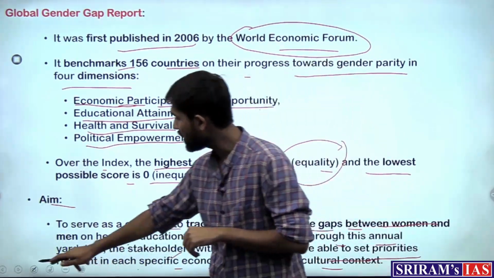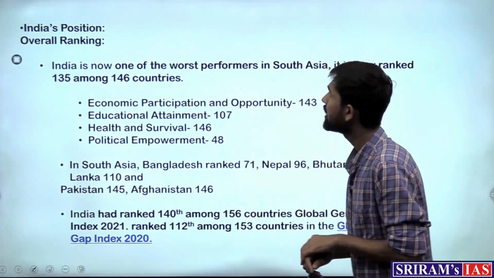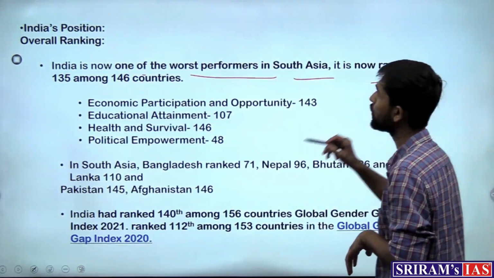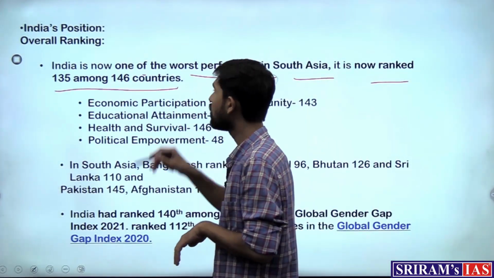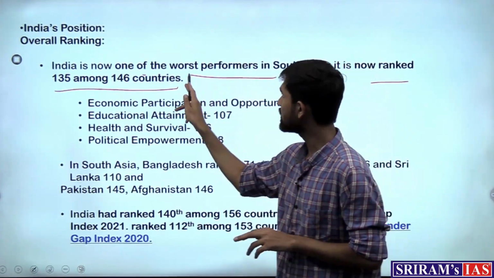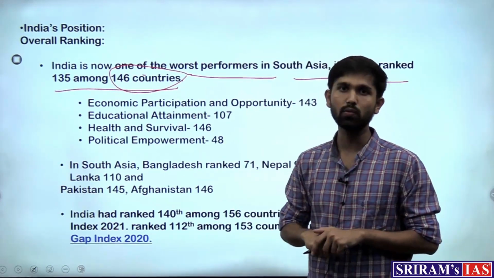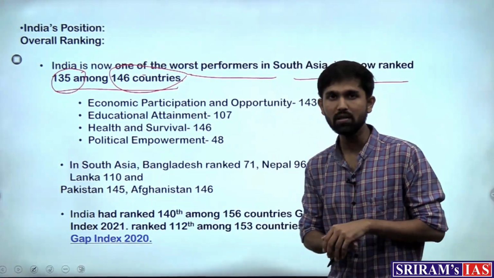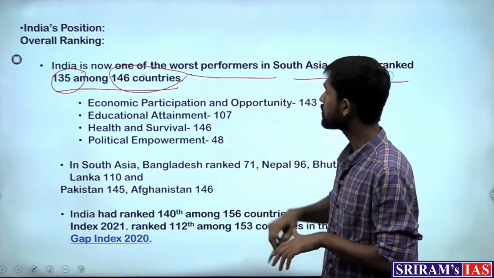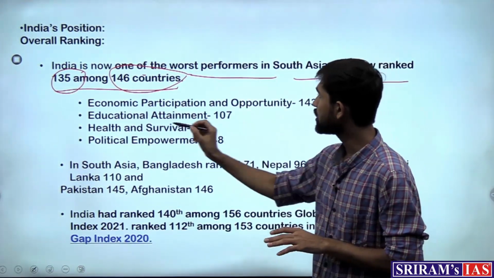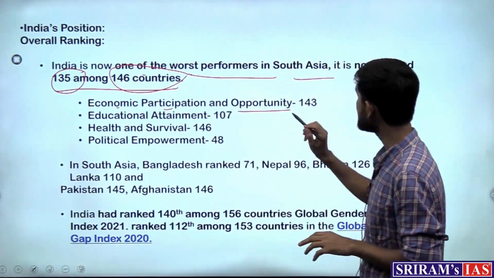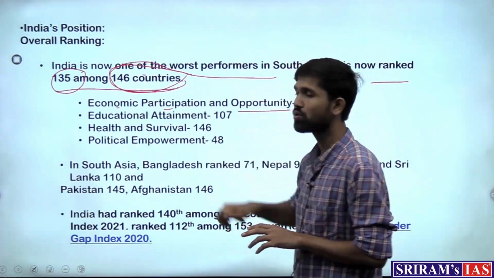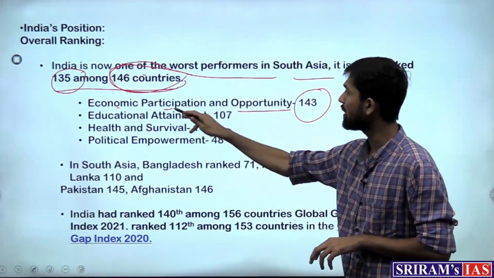So coming to India now, what is India's position? India is now one of the worst performers in South Asia, because it is ranked 135 among 146 countries. In this year's index, 146 countries were measured and India stands at 135. This is quite a low performance, right? On the economic participation and opportunity front, it stands at the rank of 143 out of 146. This shows quite a poor performance on the economic participation front.